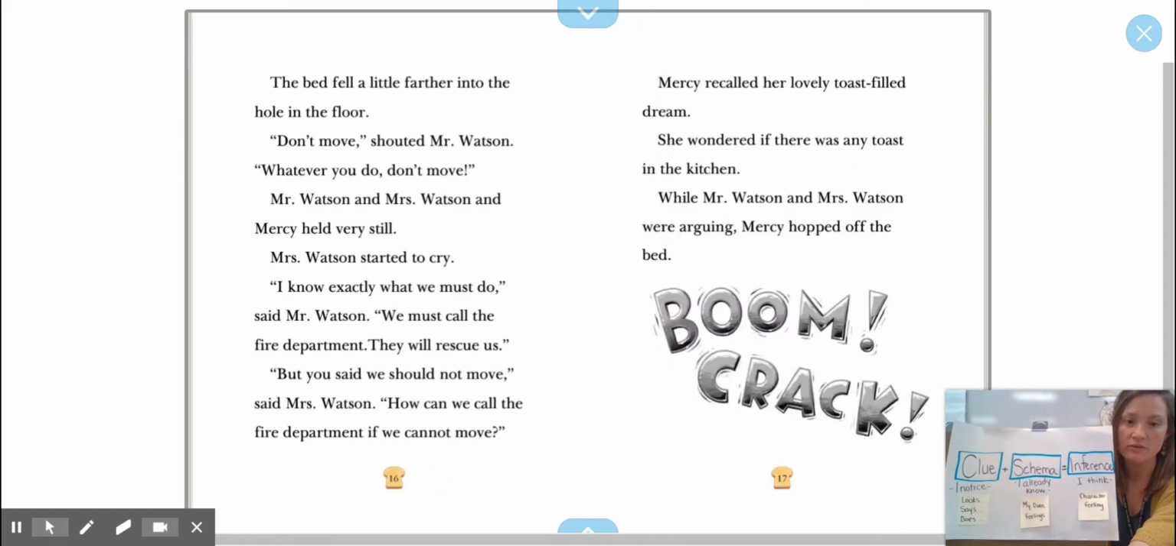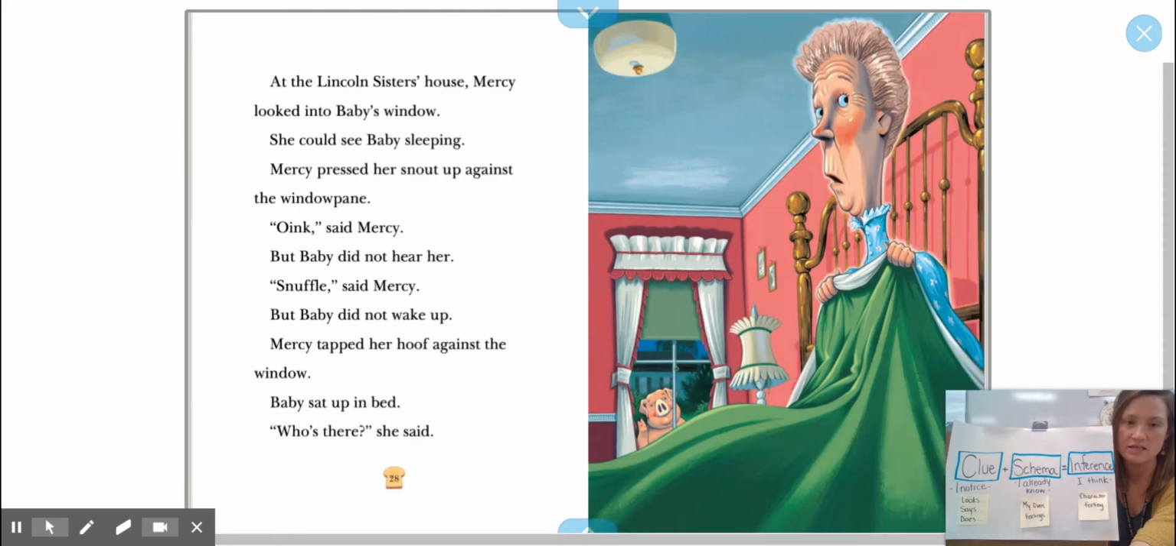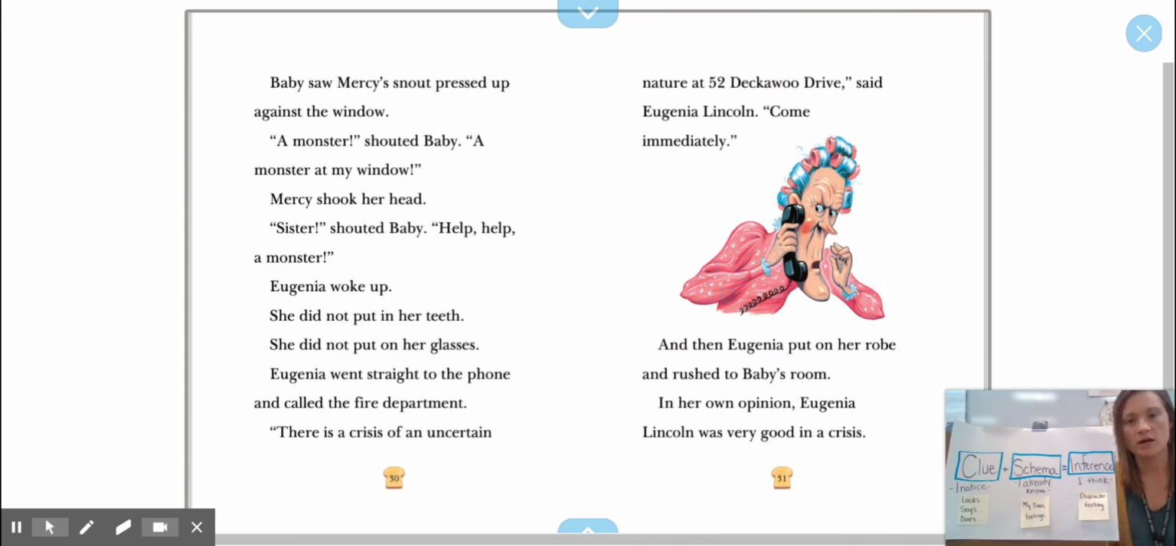We're going to try one more. We're going to skip ahead quite a bit. I'm going to go to page 30 here. Okay. So when we look on this page, I want you to think about how are the characters feeling? So I'm going to start right here. Baby saw Mercy's snout pressed up against the window. A monster! Shouted Baby. A monster at my window! It's not a monster, is it? It's Mercy. Mercy shook her head. Sister! Shouted Baby. Help! Help! A monster! Eugenia woke up. She put in her teeth. She put on her glasses.